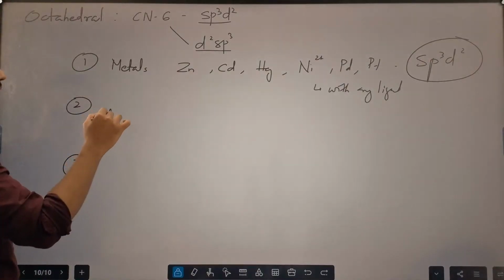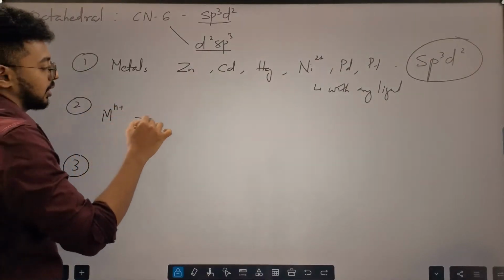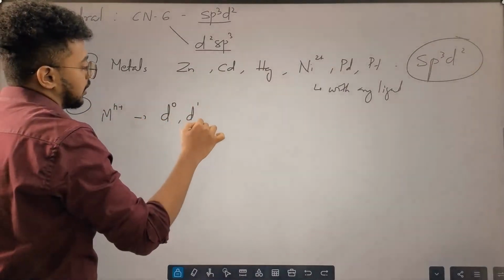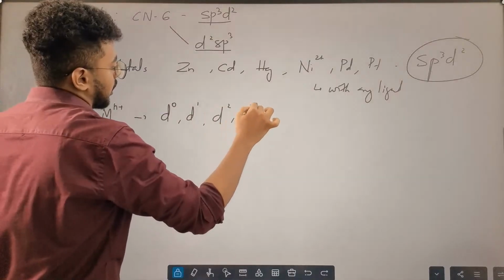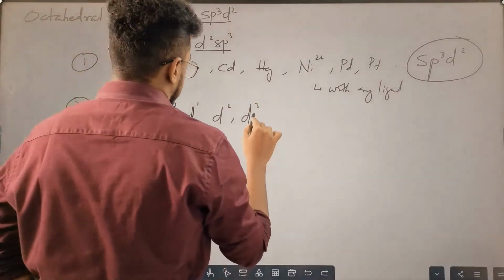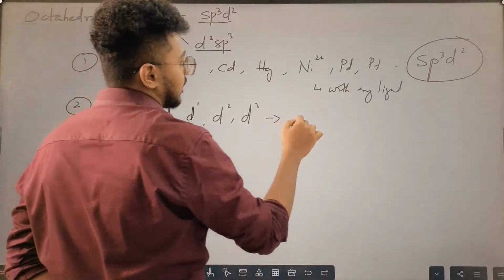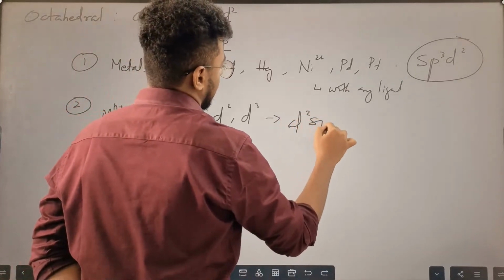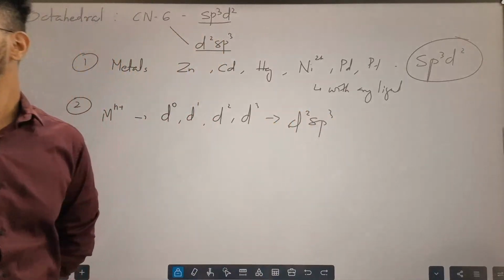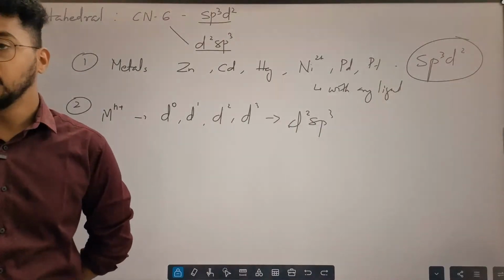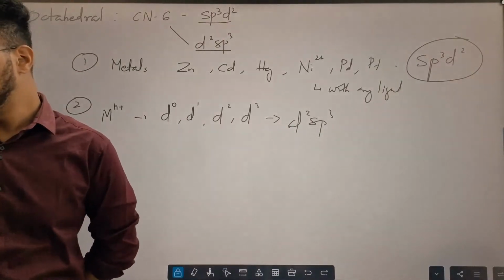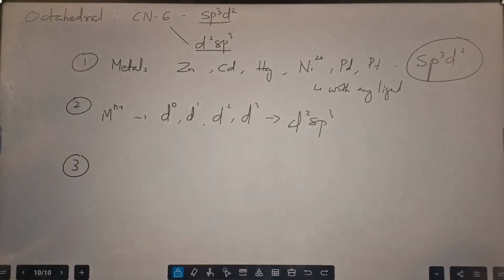Next, metal with n plus configuration from d0, d1, d2, and d3. Straight away say it is d2 sp3 configuration.